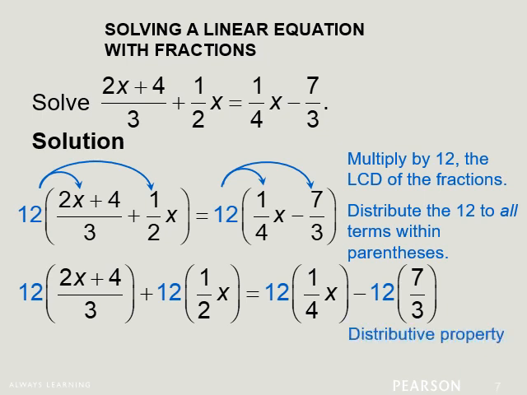When I do that, I end up doing a distributive property, and this gives me my equation. So I end up with 3 goes into 12 4 times. 1/2 times 12 is 6. 1/4 times 12 is 3. 7/3 times 12. Let's see, 3 goes into 12 4 times. 4 times 7 is 28. So now I have this equation, much simpler.